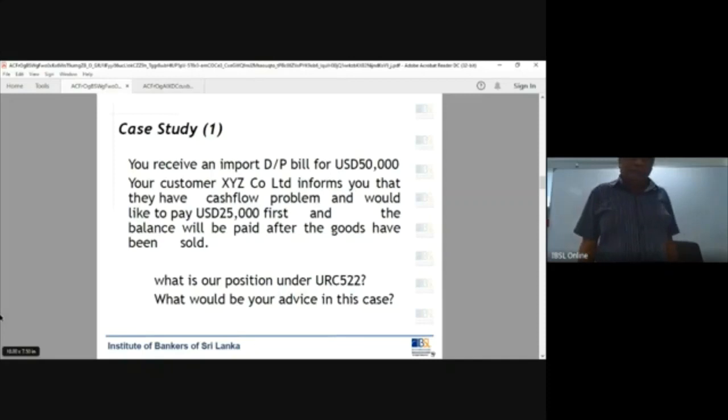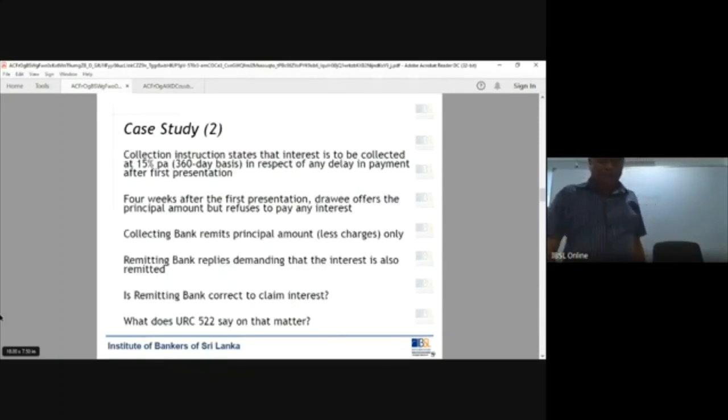Otherwise, it is difficult. Right? So the answer should be, under URC 522, yes, Article 19B. Right? Then the second part, what would be your advice in this case? First they have to settle, then only we can pay the bill. Right? First they settle.